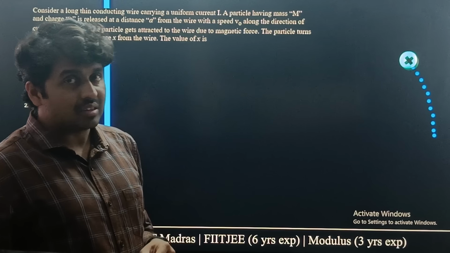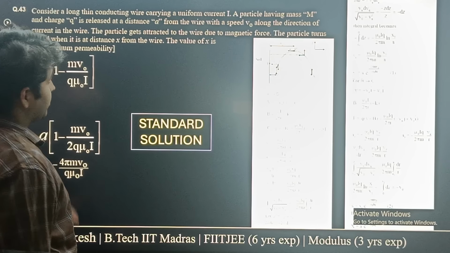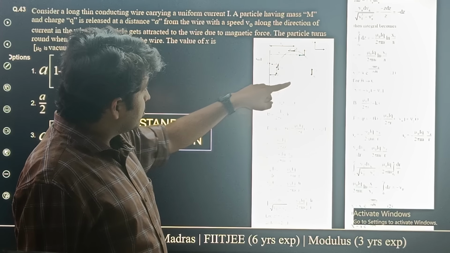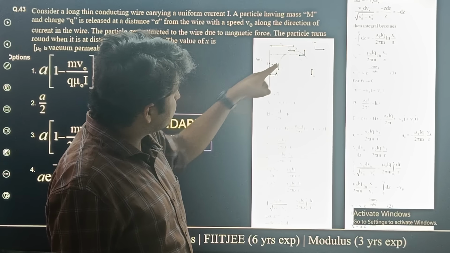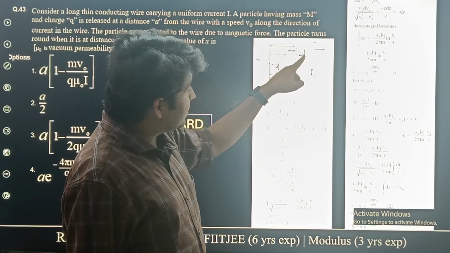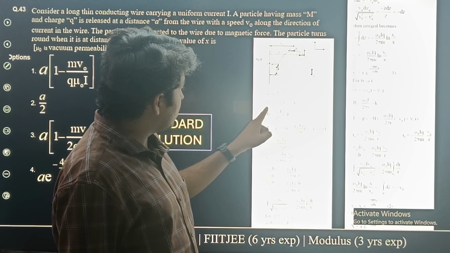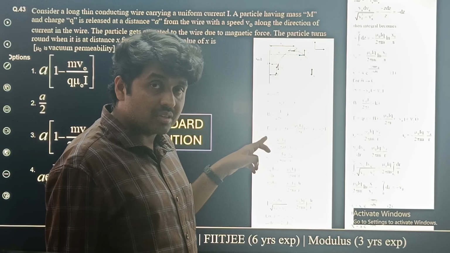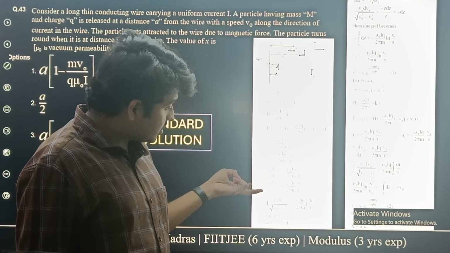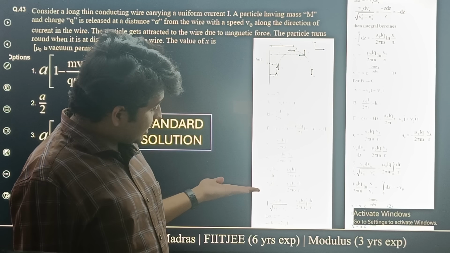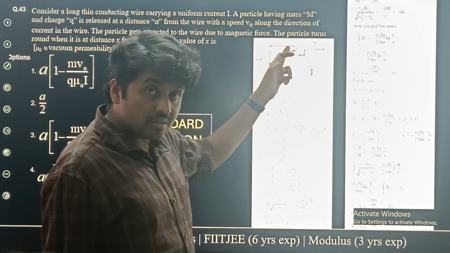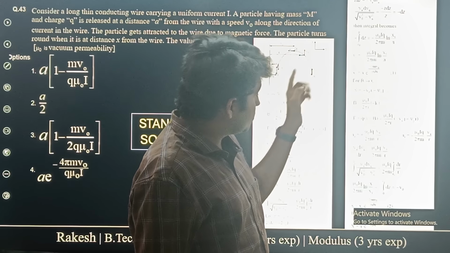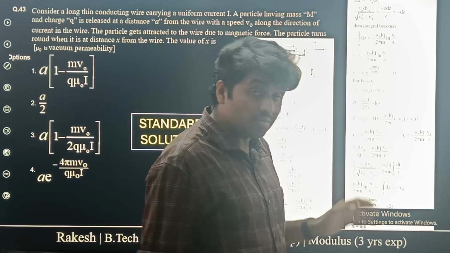Let us first go to the standard method. Here he has taken 3 points a, b and c, and the velocity at some random location as vx i cap plus vy j cap. He has written the magnetic field and the magnetic force in vector form. Then he has found the acceleration of the particle, integrated that acceleration from a to b and found the coordinate of b. After that, again he has done the integration from b to c, and finally he has got the value of x.